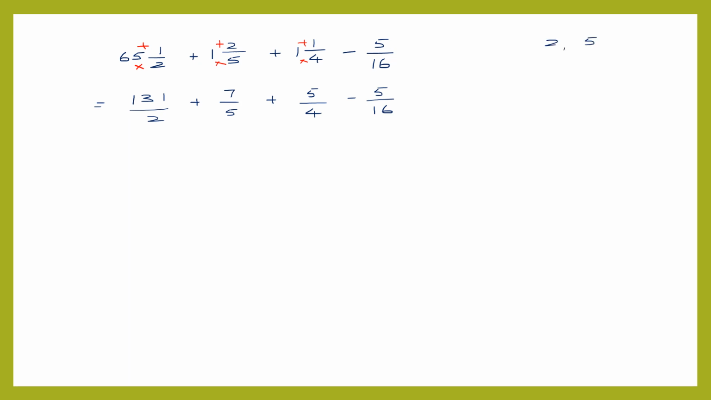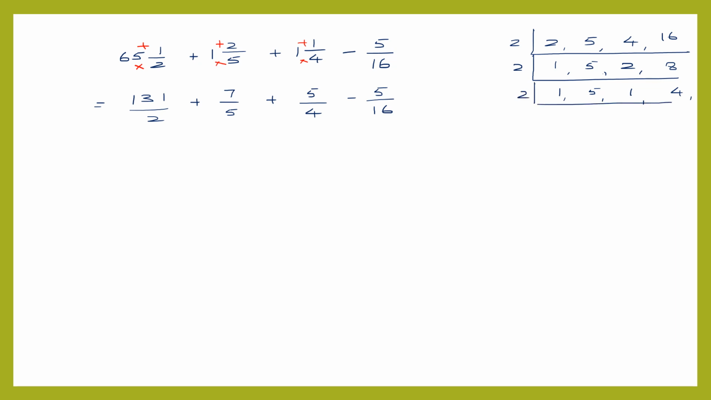So we have 2, 5, 4 and 16. So let's divide this by 2. 2 ones are 2. Bring down 5. 2 twos are 4. 2 eights are 16. Continue with 2 again. So 1, we bring it down, 5. 2 ones are 2 and 2 fours are 8. We can continue with 2. 1, 5, 1 and 2 2s are 4, again with 2, 1, 5, 1 and 1. Now we can continue with 5. 1, 1. So they're all 1.